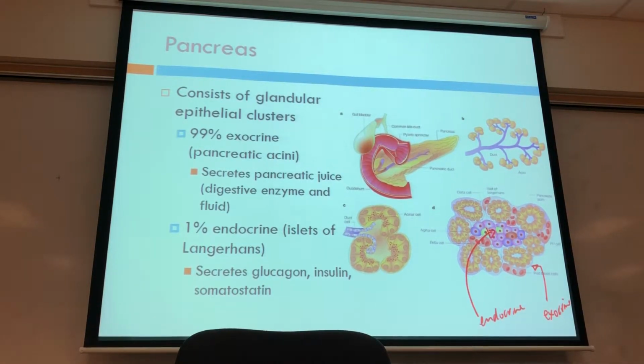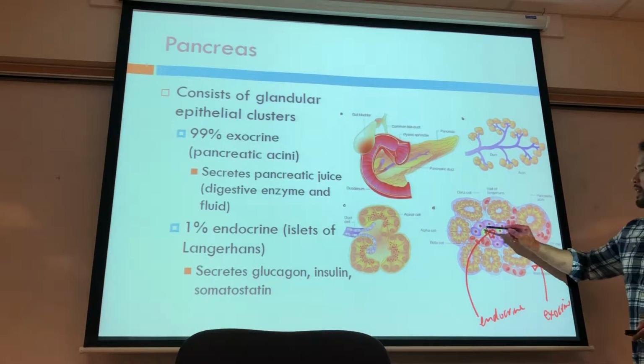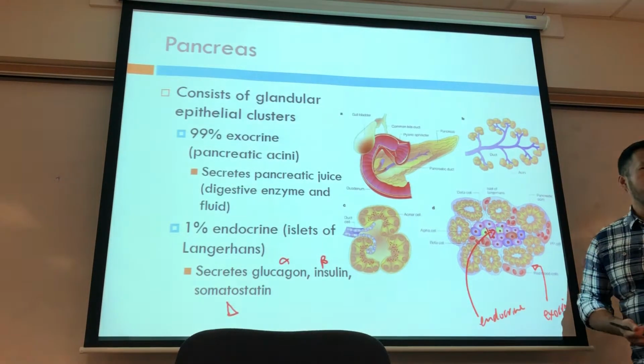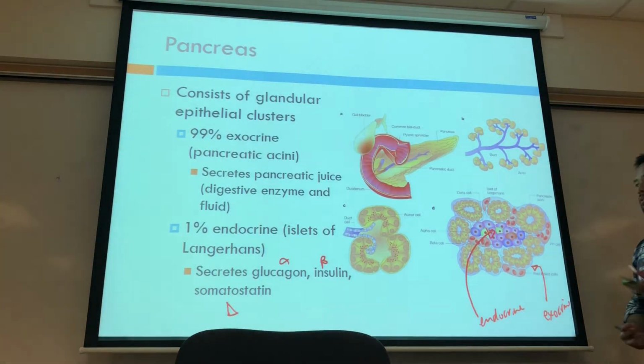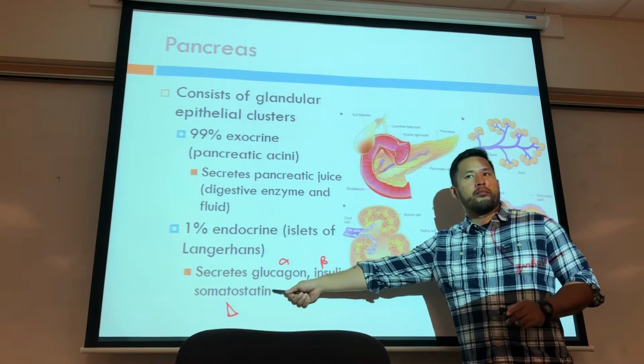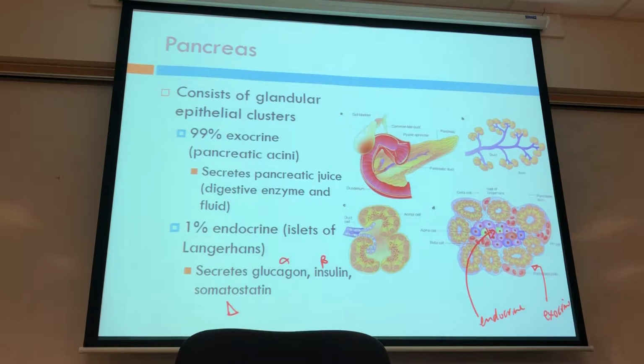Now, looking at the other endocrine cells, just as a recap, you can see our alpha cells, which are going to produce our glucagon, our beta cells, which are going to produce the insulin, and the delta cells that are going to produce our somatostatin. And where did we see somatostatin? We saw that in our endocrine lecture. Somatostatin was our growth hormone inhibiting hormone.